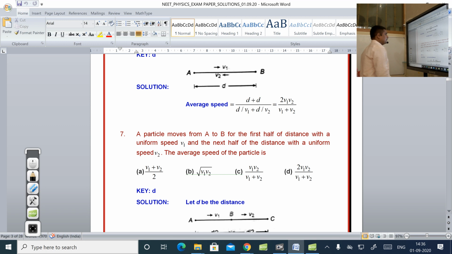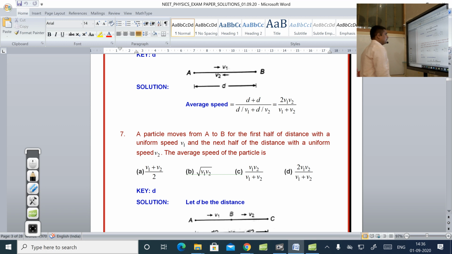Next one: if a car covers 2/5 of total distance with v1 speed and 3/5 of distance with v2, then what is the average speed? Here also same thing, average speed is equal to total distance by total time. You just need to take some distance, and then 2/5 is covered with v1, 3/5 is covered with v2. So it's very easy. So option D is correct.